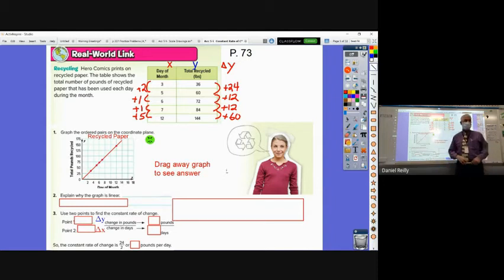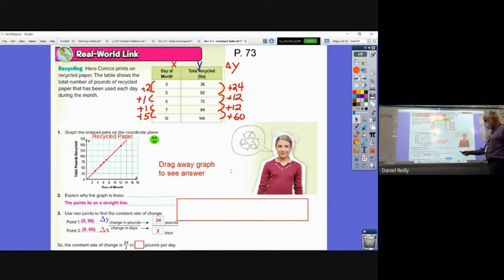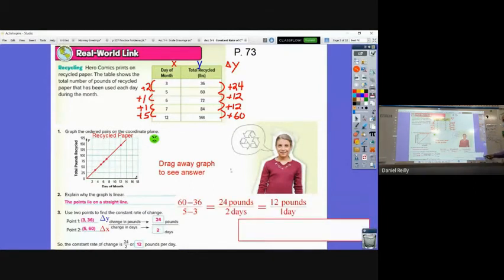Why is this graph a linear graph? Why is this called a linear graph, Lucas? Because the graph is a straight line, okay? This is a linear relationship. The points make a straight line. It is a constant rate of change, okay? So between 2 points on this graph, you could also do the same thing we did over here and find that it changes 24 pounds over 2 days, or that the constant rate of change is 12 pounds per day. What does it say here? Okay, 12 pounds per day.